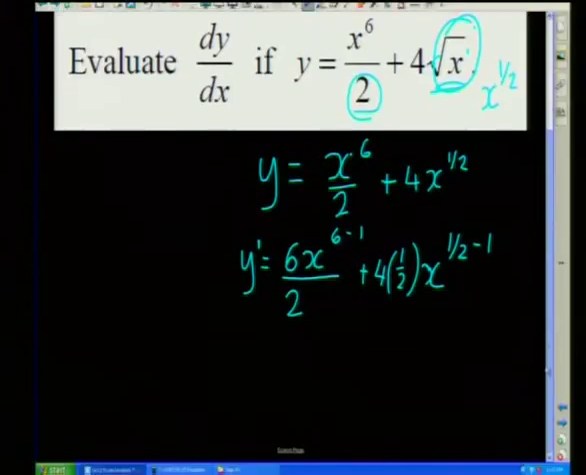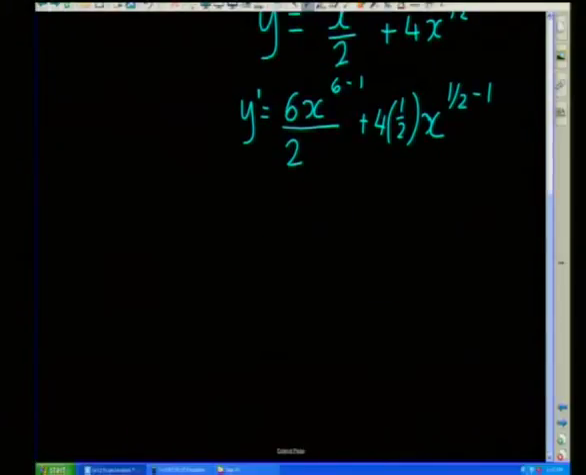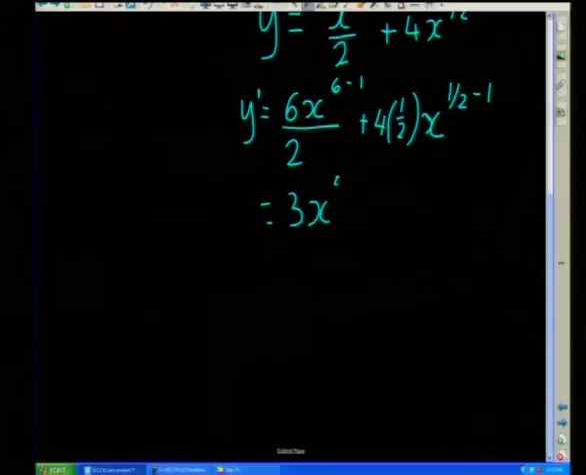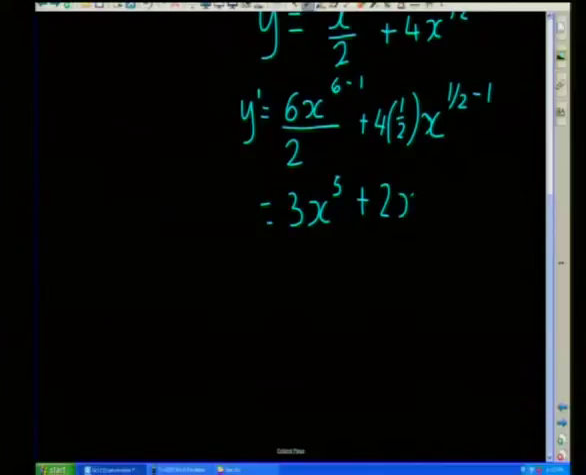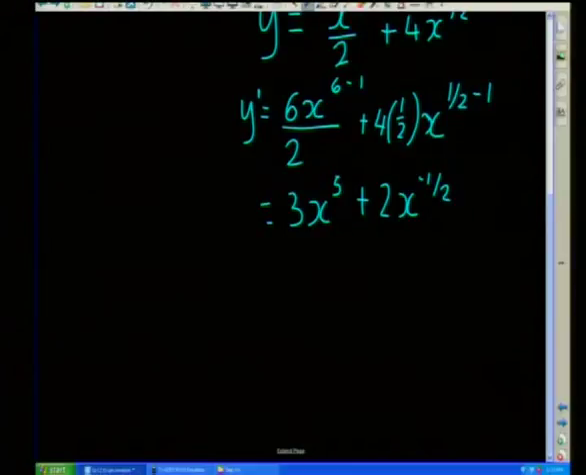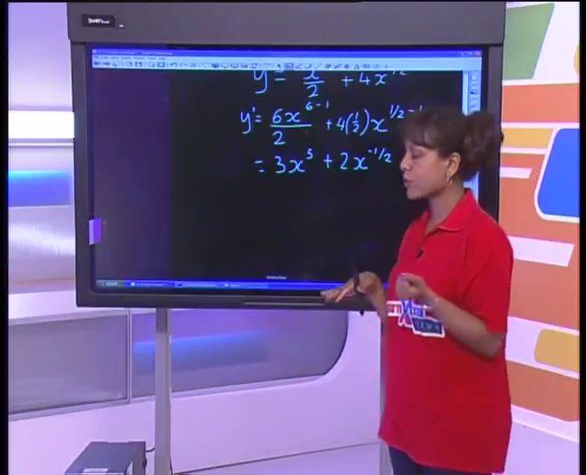Okay, so simplifying that, 6 divided by 2 is just going to give us 3. X to the power 6 minus 1, which is 5. 4 times a half is just 2. And then x to the power a half minus 1 is just negative a half. Okay, you can leave it there, but sometimes they say write with positive exponents.